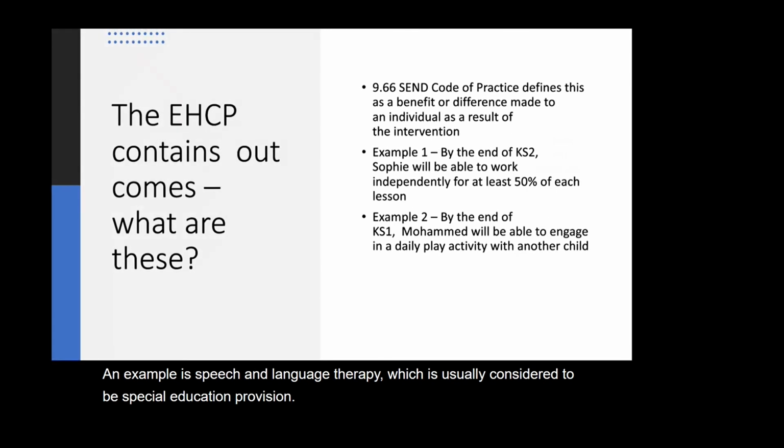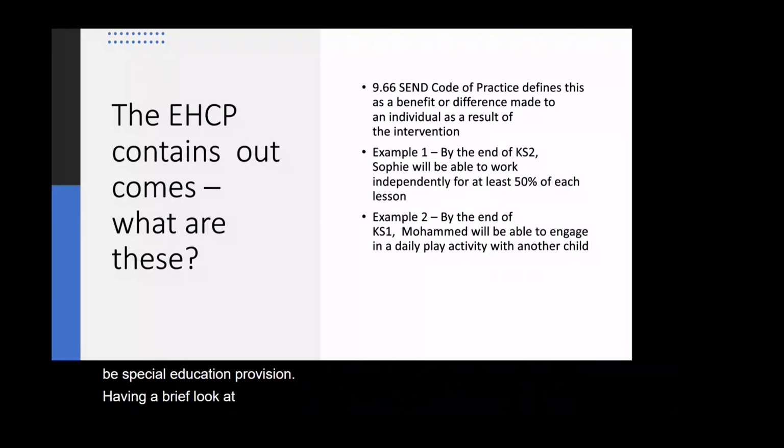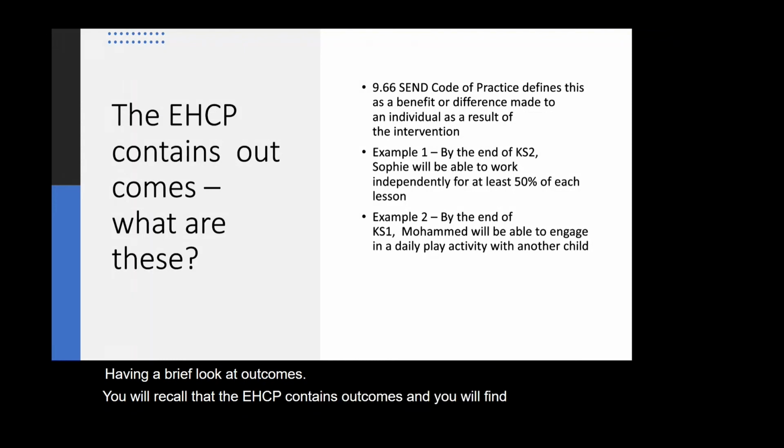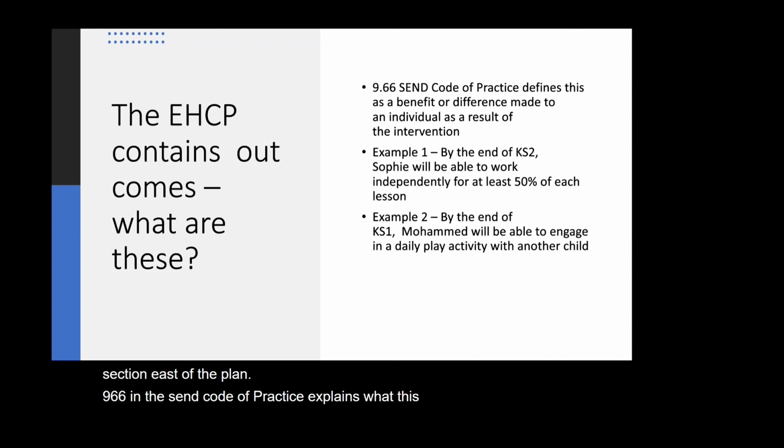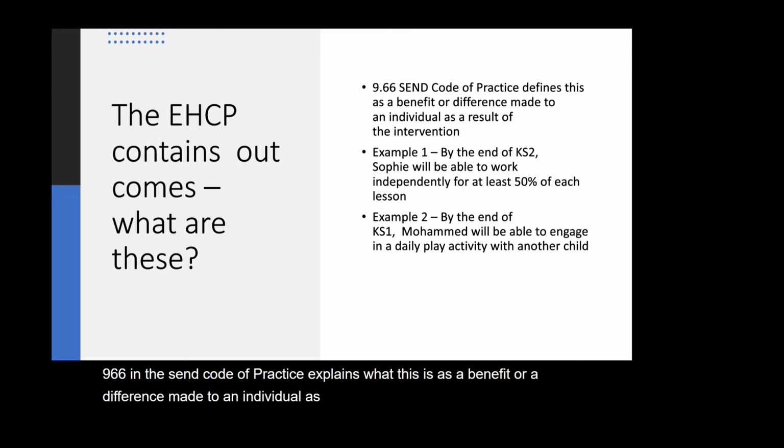Having a brief look at outcomes. You will recall that the EHCP contains outcomes, and you will find these in section E of the plan. 9.66 in the SEND Code of Practice explains what this is, as a benefit or a difference made to an individual as a result of the intervention.